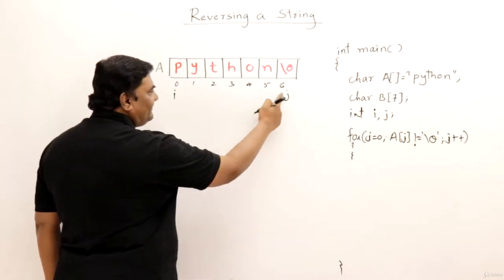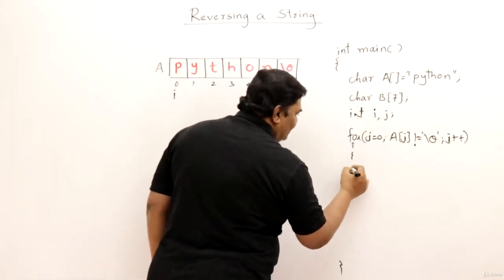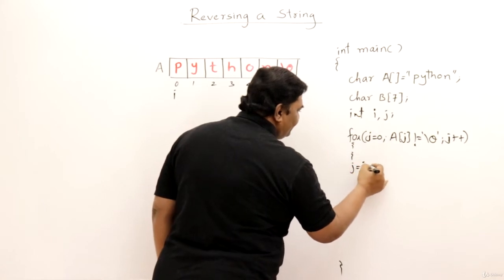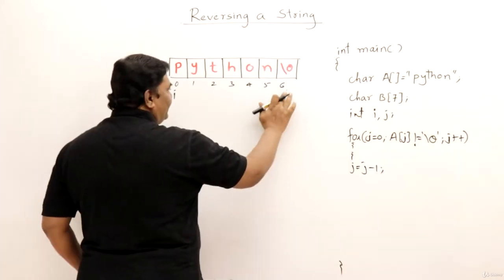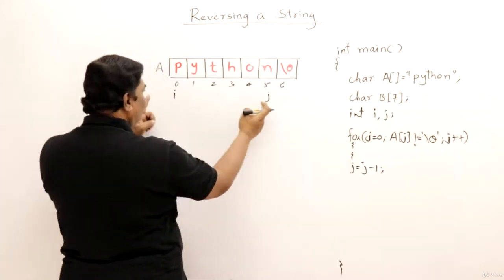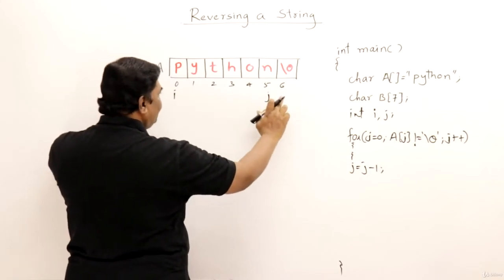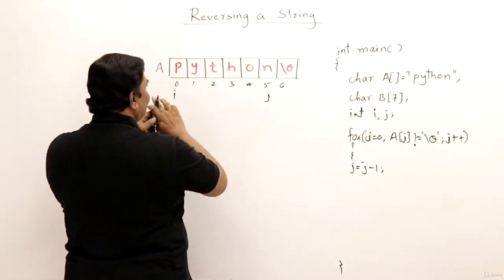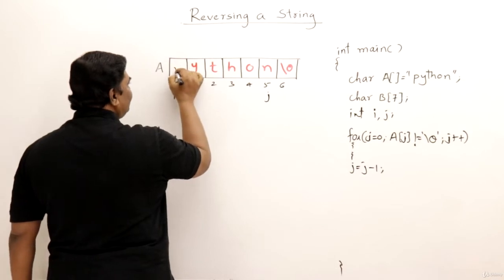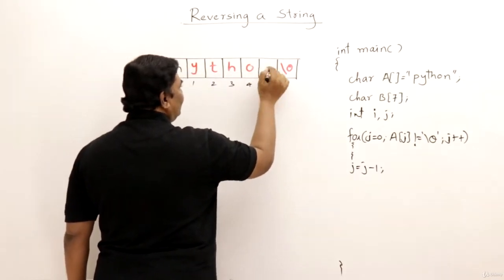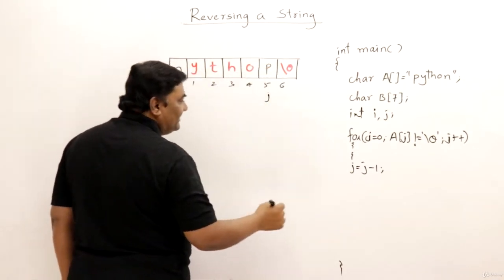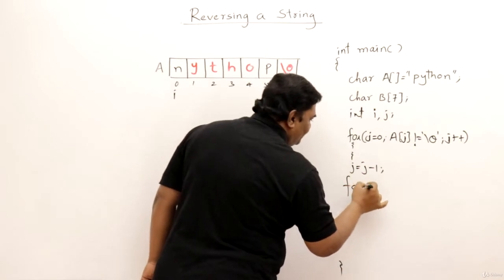So J should start from one step less. So let us decrement J: J assign J minus 1. Now J is here. So using a for loop, we can make them move and copy the element. So let us say N comes here and the P goes there. So we have to swap the alphabets, and this can be done in a for loop.